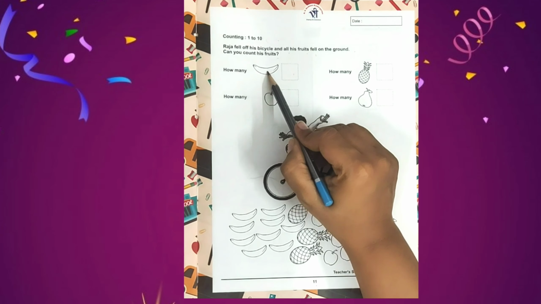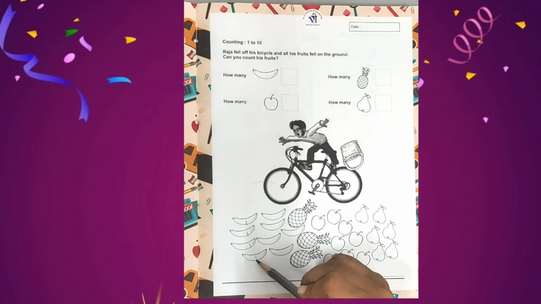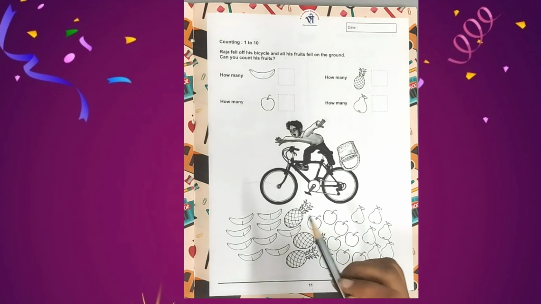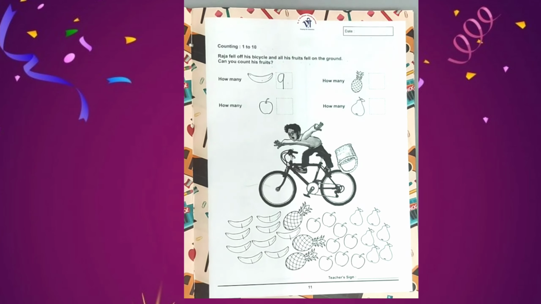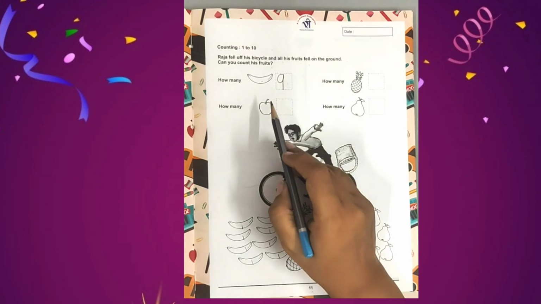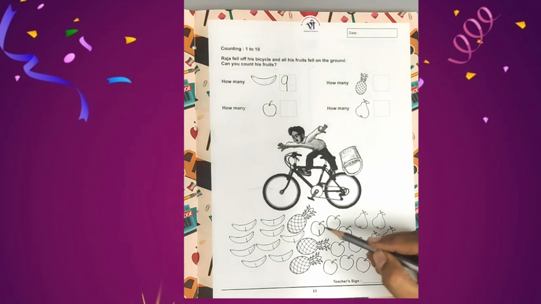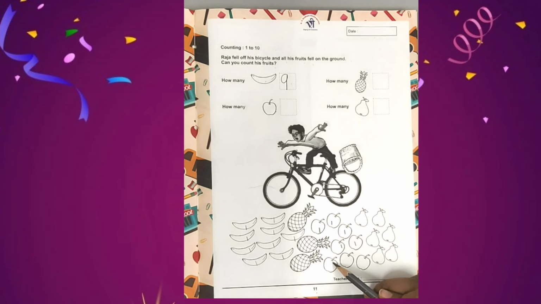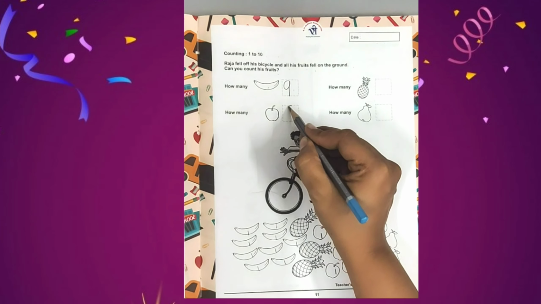Okay. First picture is banana. We have to count all the bananas. 1, 2, 3, 4, 5, 6, 7, 8, 9. So write down number 9. Which picture is this? An apple. Start counting. 1, 2, 3, 4, 5, 6, 7, 8. Write down number 8 over here.